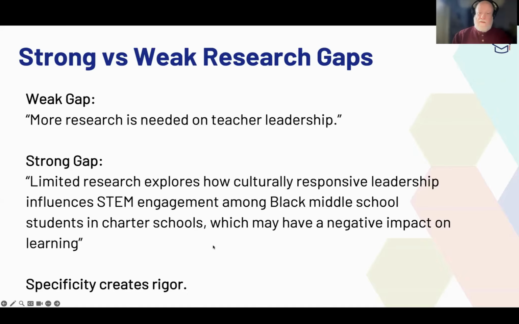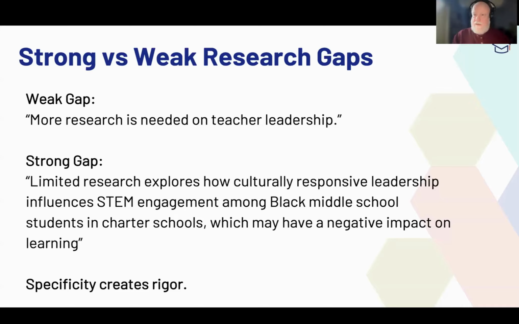So here's an example of a weak gap. More research is needed on teacher leadership. Notice what that lacks is specificity compared to this: limited research explores how culturally responsive leadership influences STEM engagement among Black middle school students in charter schools, which may have a negative impact on learning. That's the kind of specificity you need when you're referring to a gap.